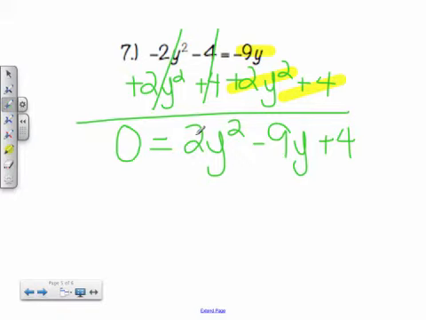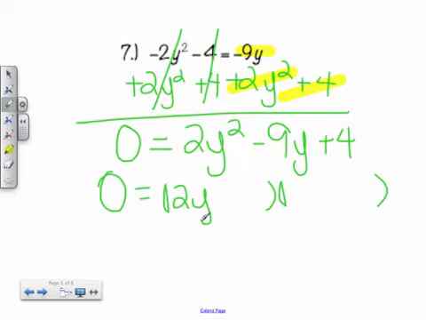I could use trial and error, or I could use grouping. It is 100% completely your choice. I'm going to use trial and error because the leading coefficient of 2 is not that difficult. So I'm going to put 0 equals here, and then I'm going to look for 2 numbers that multiply together to give me 2y squared. So my only options are 2y and y.